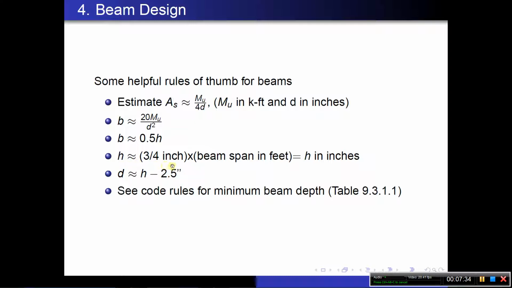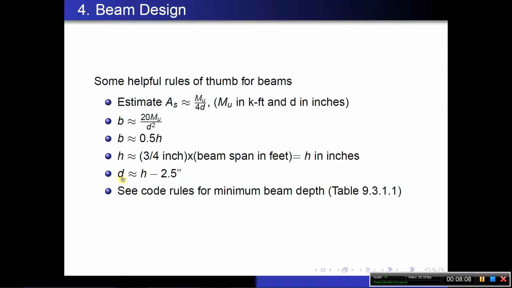Another thing that people sometimes do to estimate this dimension H is to say that if you have a certain beam span, just multiply it by 3/4 of an inch. So if you had 20 feet, you would multiply 20 times 3/4 of an inch, and you would get H in inches out of this formula. Now, that's just an estimate. It's something that people have learned over time, tends to be a good way to get started, and so hopefully that will be useful to you.